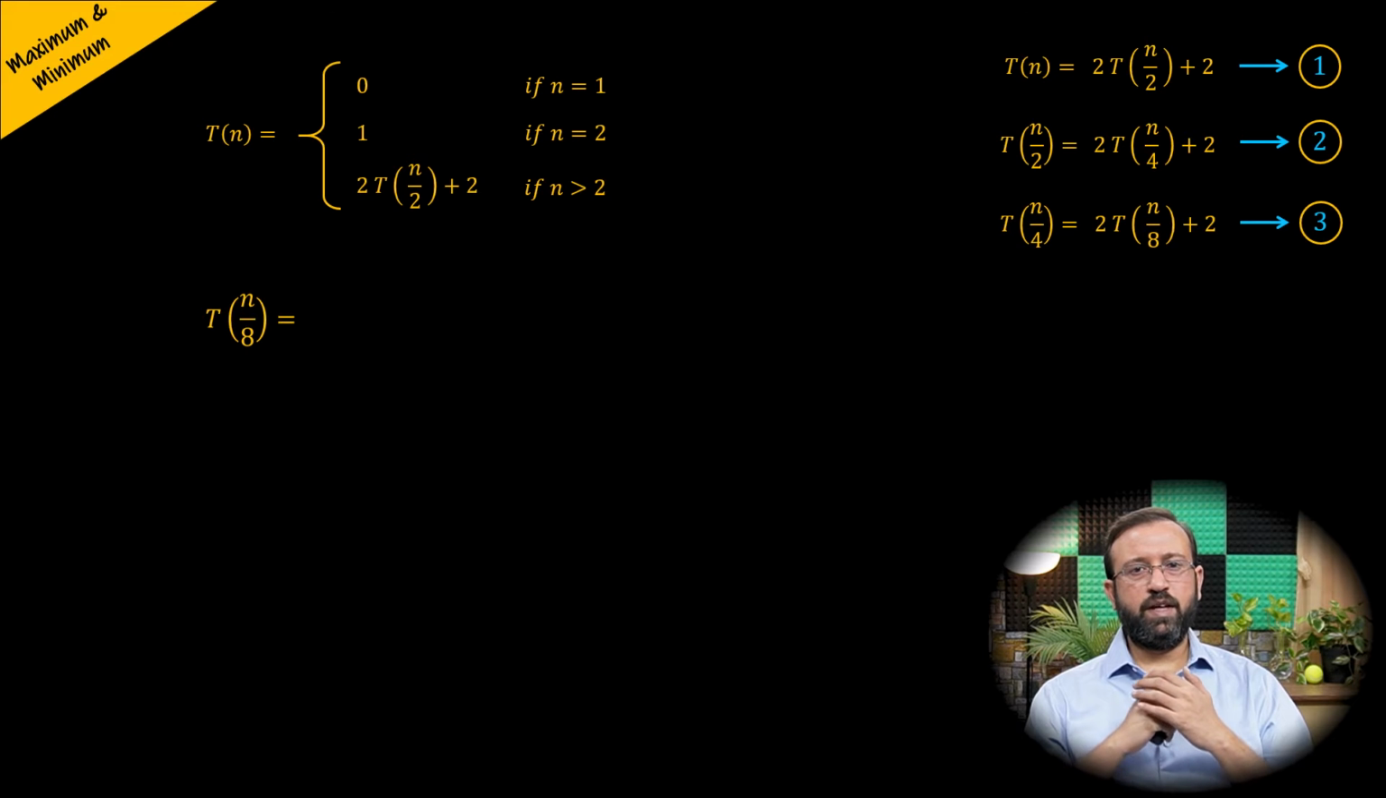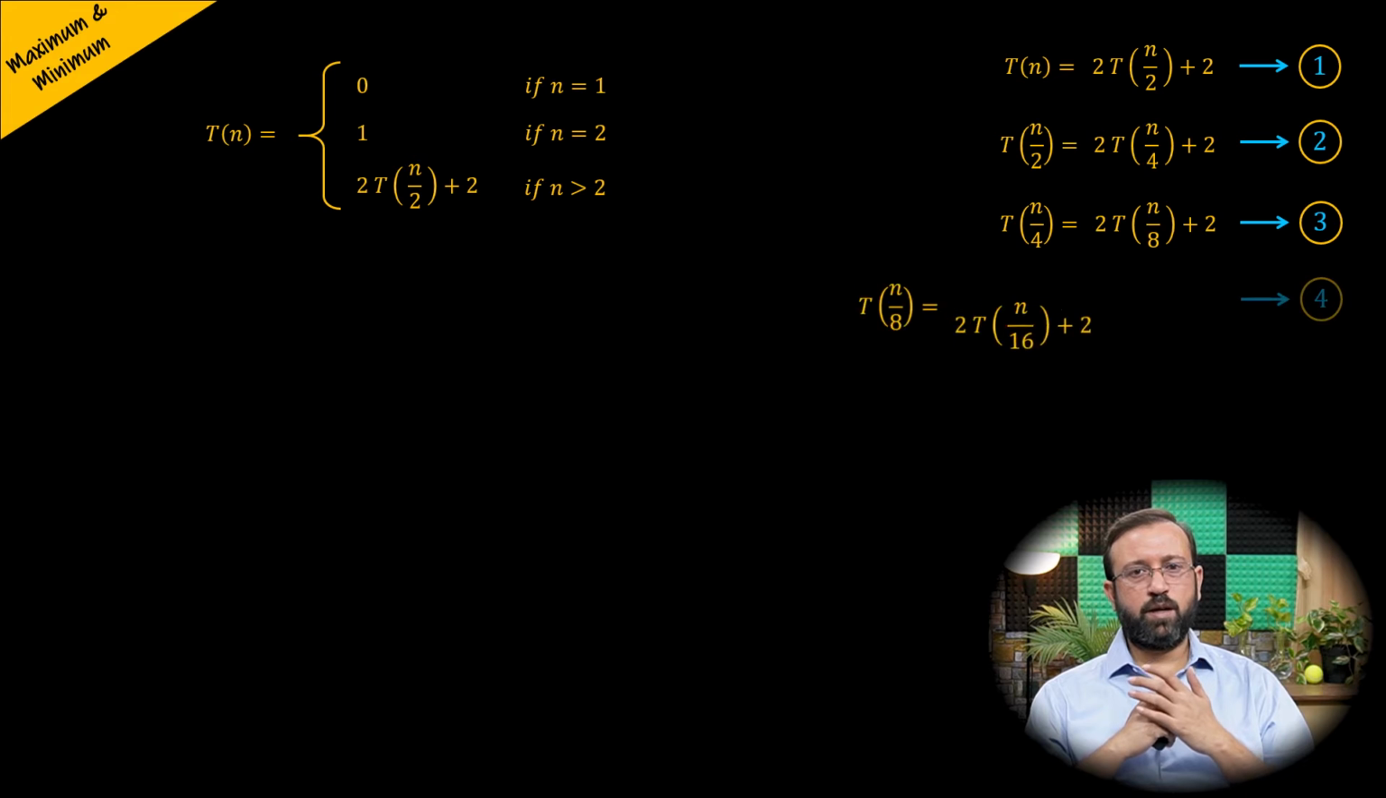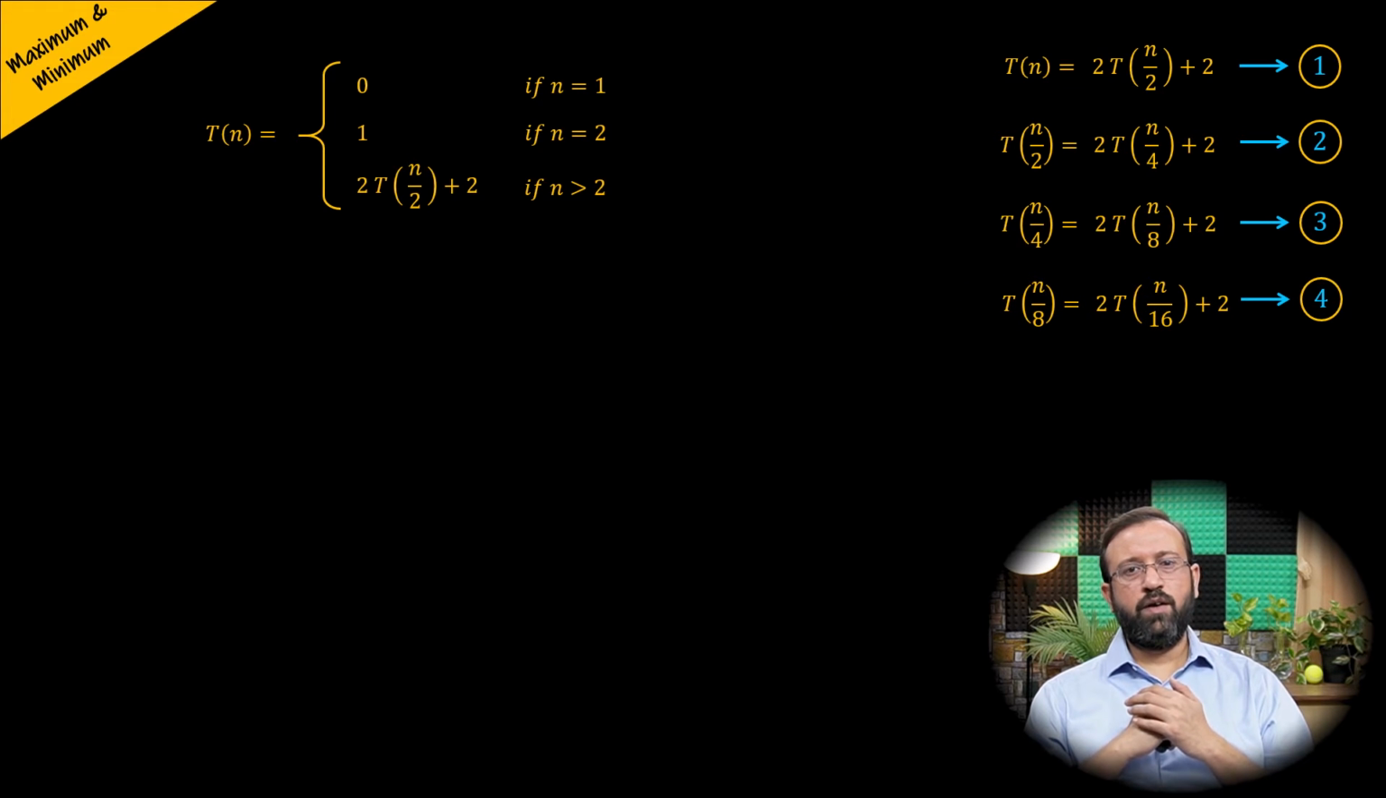Similarly, what will be the next occurrence, t of n by 8? t of n by 8 will be, we just have to substitute n by 8 in place of n. So we will have t of n by 8 equal to 2t of n by 8 in place of n divided by 2, then plus 2 from the original expression, which is equal to 2t of n by 16 plus 2. So this becomes our fourth equation. Now we have t of n and we have found t of n by 2, as well as t of n by 4 and t of n by 8.